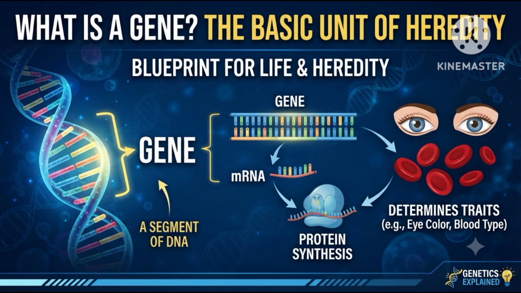Gene. A gene is the basic unit of heredity. It is a specific segment of DNA that contains the instructions for producing a particular protein or functional RNA. Genes determine inherited characteristics, such as eye color, blood group, and many other traits.